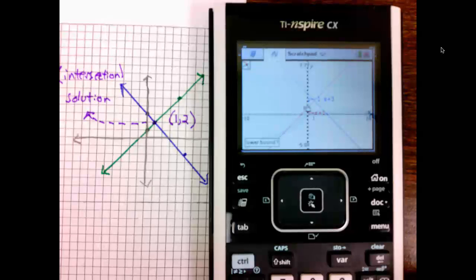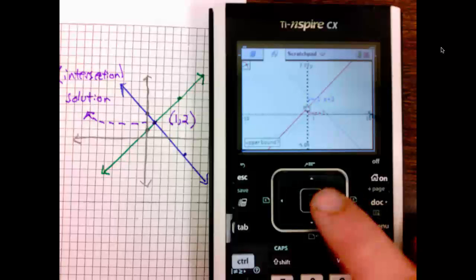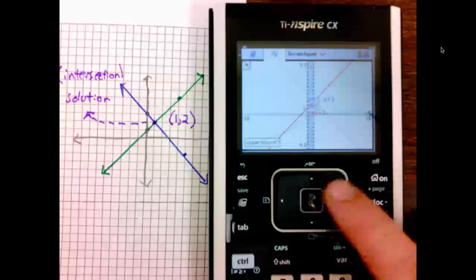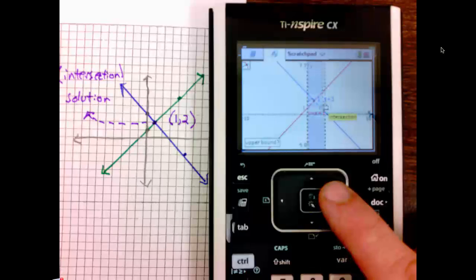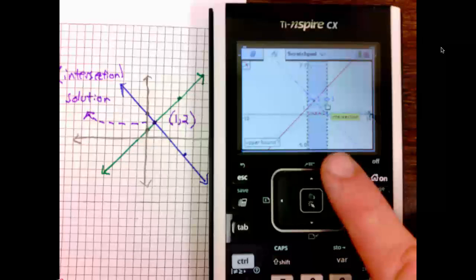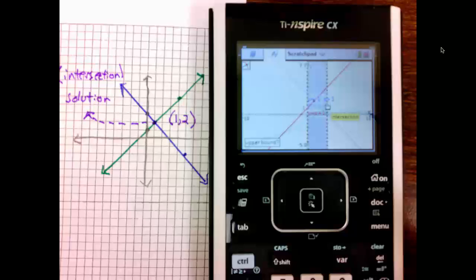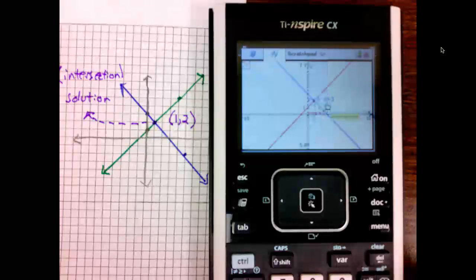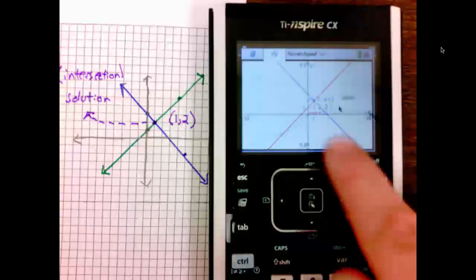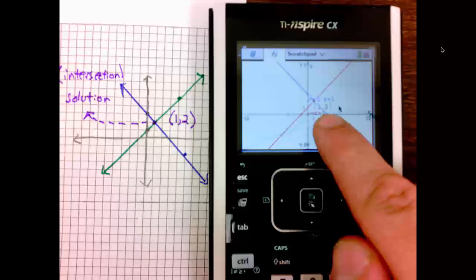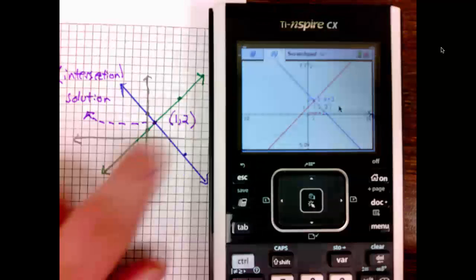We hit enter. Now it says upper bound. We want to move our dashed line to the right of our point of intersection. You can see now that the gray area indeed encompasses my point of intersection. Hit enter one last time. It found our point of intersection, which you see there is 1, 2, which indeed we knew from the beginning.